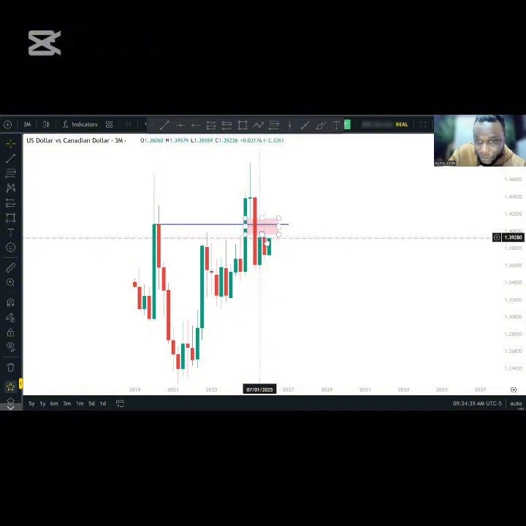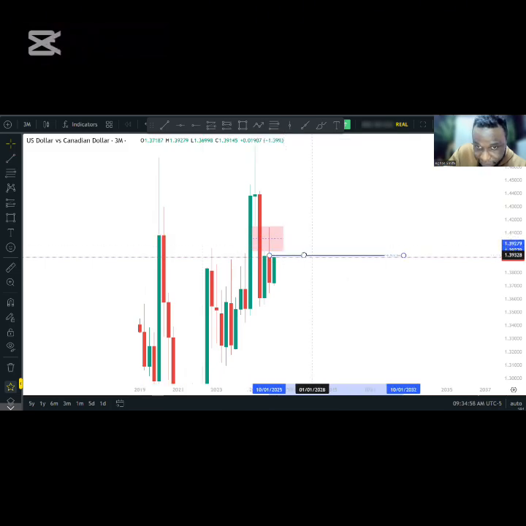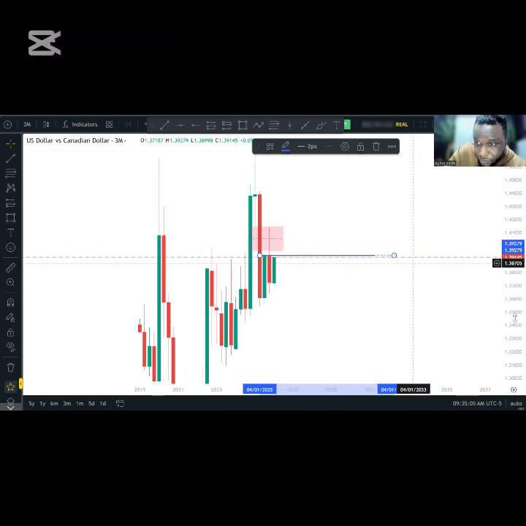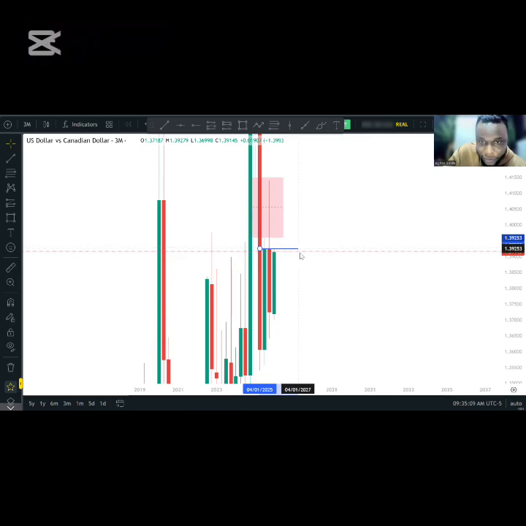Before that rejection happened, you can see the rejection swept this previous bullish candle high, tapped into the key level, and then created another fresh key level. Let me remove this one from there and put it at this fresh key level. So we have this fresh key level here that the market created.